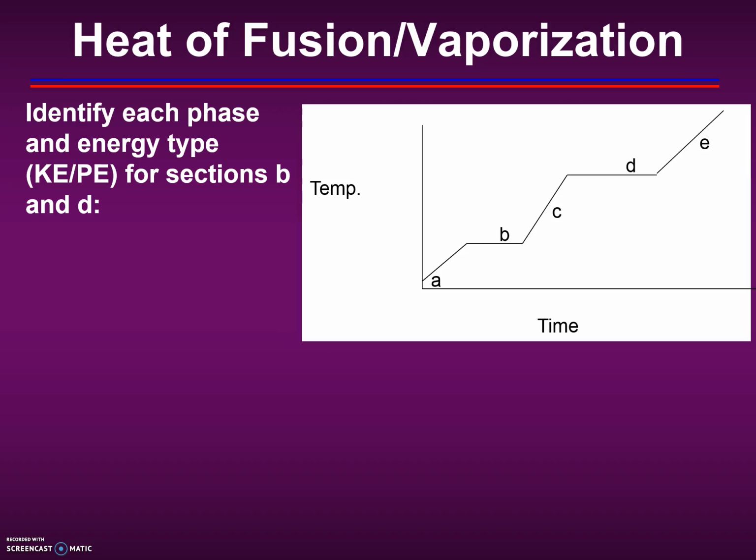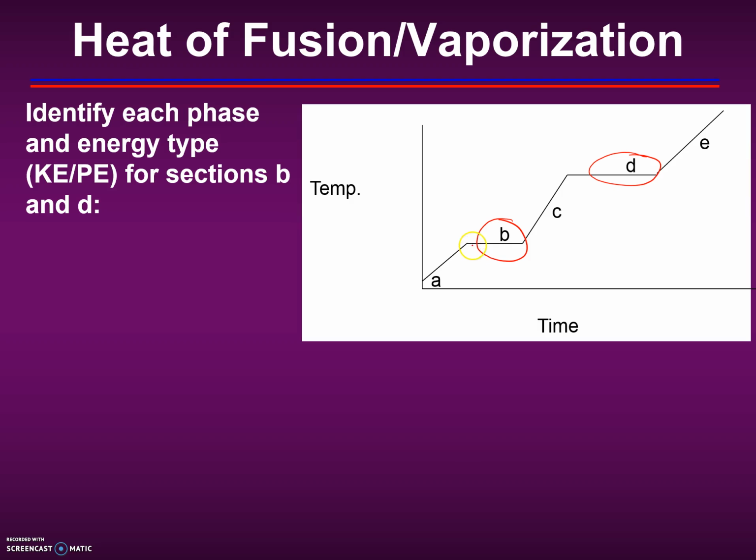Our next type of problem is the heat of fusion or vaporization. Both of these are dealing with B or D. Notice that we couldn't use Q equals mc delta T that we used for A, C, and E, because there is no delta T. And if I put in a 0, my answer is going to be 0.